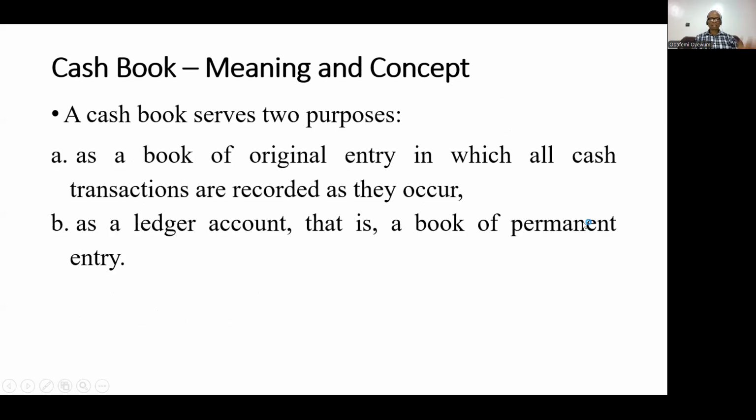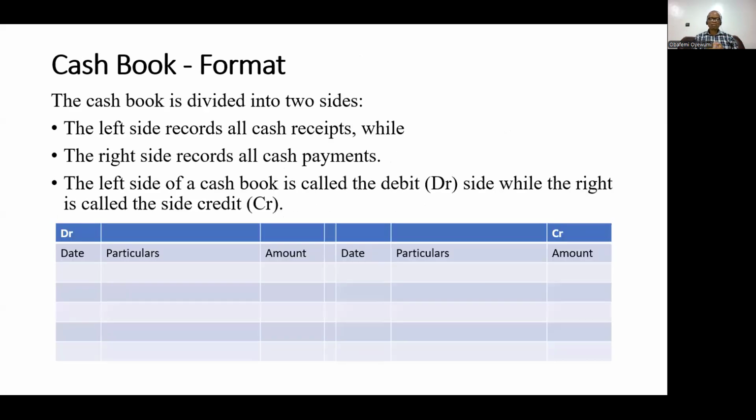So let's look at the purpose of cash book. Now, the cash book serves two major purposes. Number one, it's a book of original entries. That means this is the first account that you post all cash transactions into. It also serves as a book of permanent entry, and that talks about it being referred to as a ledger account as well. So that's talking about cash book.